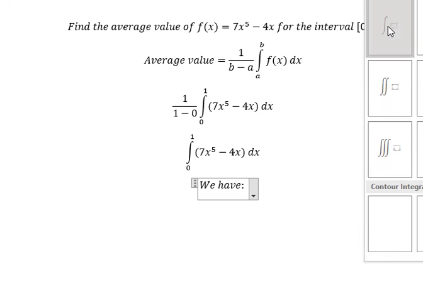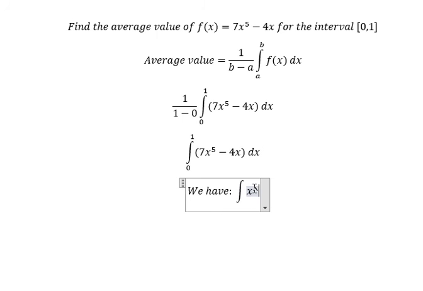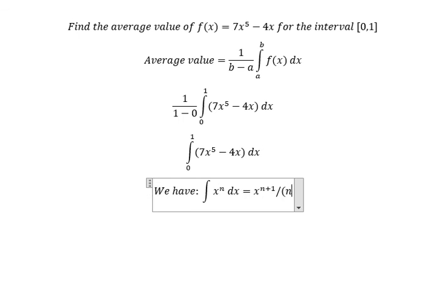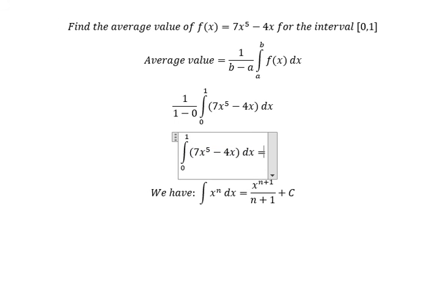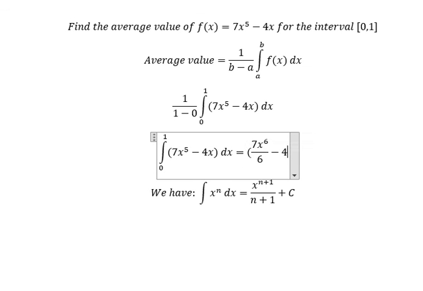The integration of s to the power of n ds is s to the power of n plus 1 over n plus 1, and we put plus c. Now, for this one, we have 7s to the power of 6 over 6 minus 4s squared over 2.